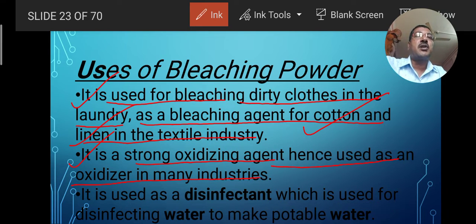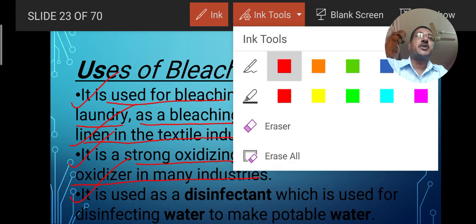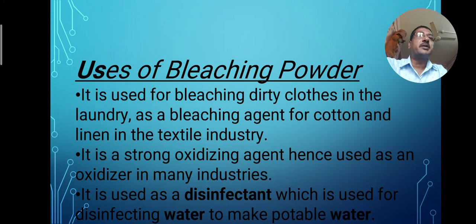As it is a strong oxidizing agent, it is used as an oxidizer in different kinds of industries. Next, it is used as a disinfectant, for disinfecting water to make it potable, or fit for human consumption, because it is a disinfecting agent. It will kill the microbes present in the water and make the water fit for drinking. These are the uses of bleaching powder.